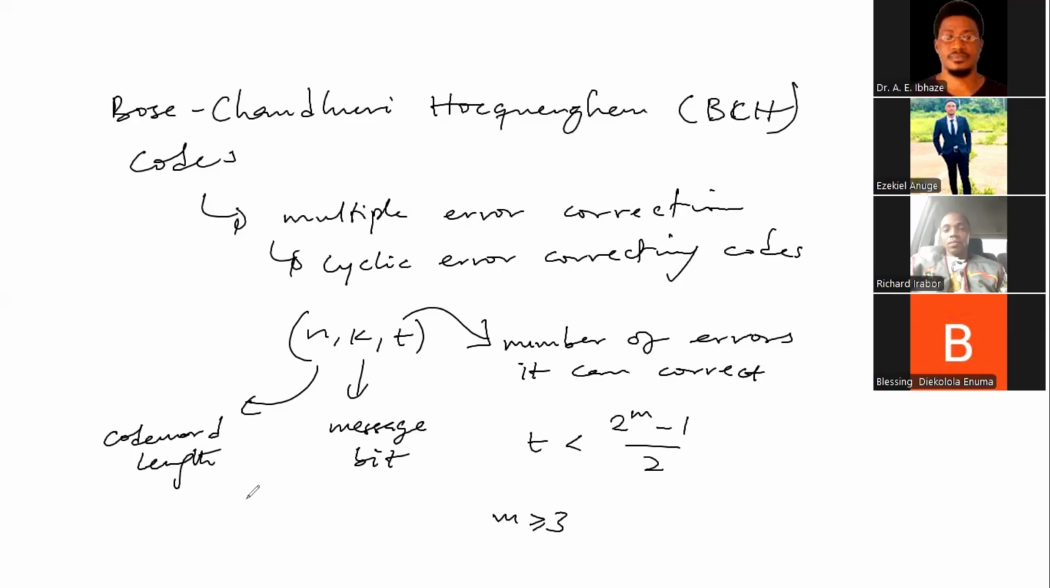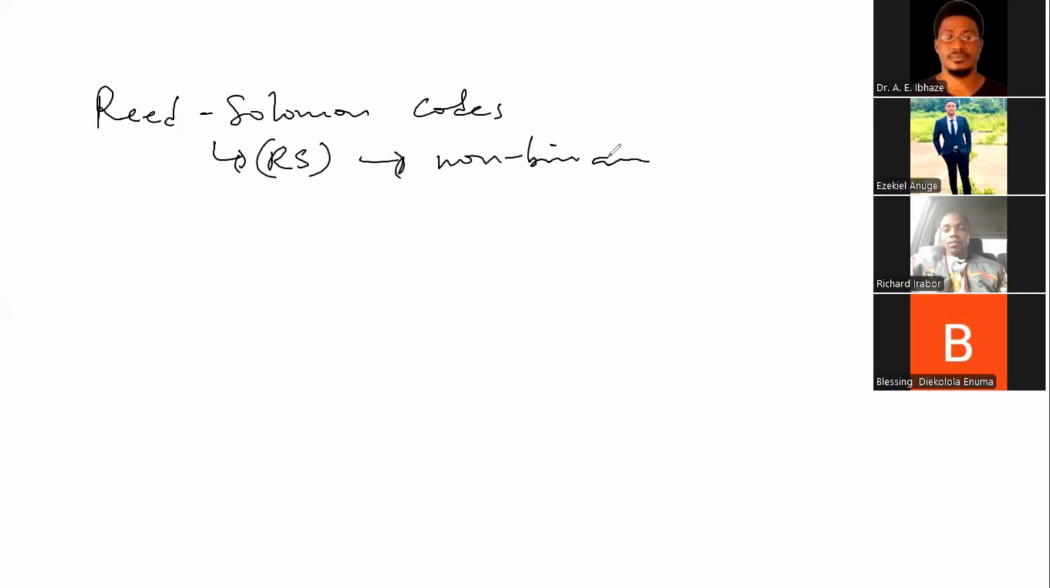The BCH codes are used in your QR codes. We do a lot of QR code scanning and all of that, and even flash memories that use NAND gates. So we also have the Reed-Solomon codes, commonly referred to as the RS codes. Now, these codes are non-binary. They are non-binary codes over the Galois fields or the finite fields.